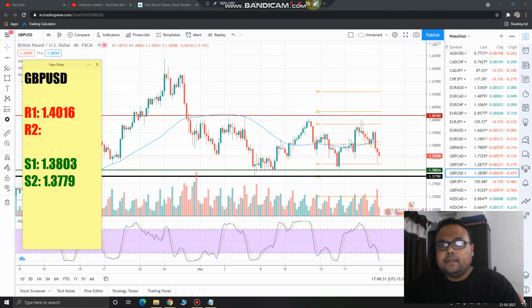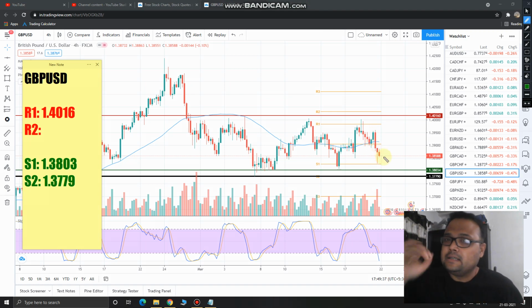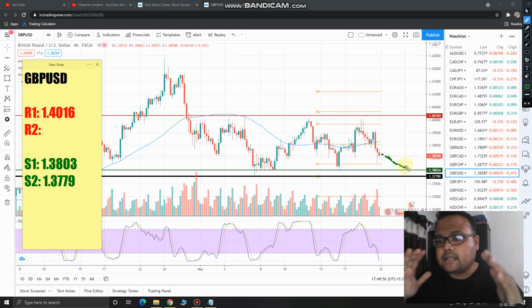So what should we do then? As the market is trading in a range, we will wait for the market to come down to the support or the resistance zone. At first, let's try to understand, if the market comes down to the support zone, what do we need to do? If the market comes down to the support level 1.3803, then just observe the price. Just try to understand the market psychology.